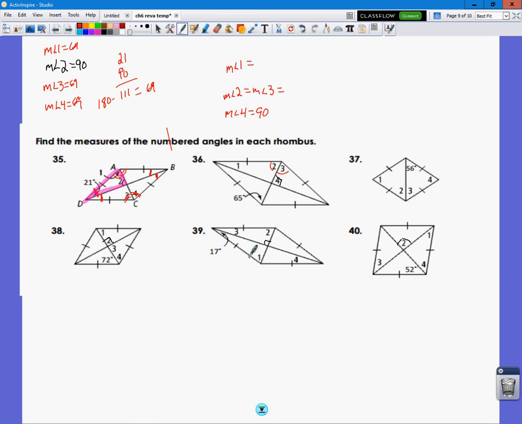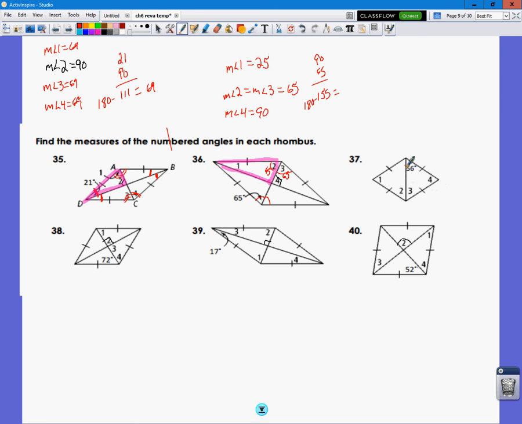And I need to find the measure of angle 1 as well. Because diagonals bisect opposite angles, if this is 65, over here would be 65. Angle 2 and 3 would also be 65. Then again, I can look at a triangle. I can see I've used 90 and 65. So I've used 155 degrees of the 180 that's in the triangle. Remaining angle then, angle 1, would be 25 degrees.